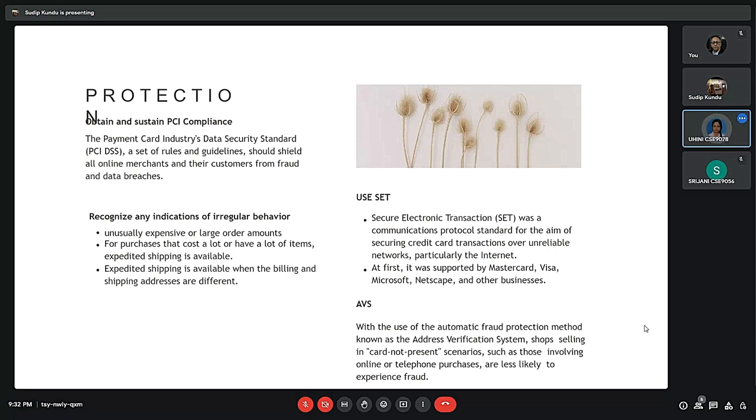Next comes using SET. The full form of SET is Secure Electronic Transaction, which was a communication protocol standard aimed at securing credit card transactions. It was supported by many companies like MasterCard, Visa, Microsoft, and Netscape. Next comes AVS, the automatic fraud protection method known as the Address Verification System. Selling shops, such as those involving online or telephonic purchases, are less likely to experience fraud.